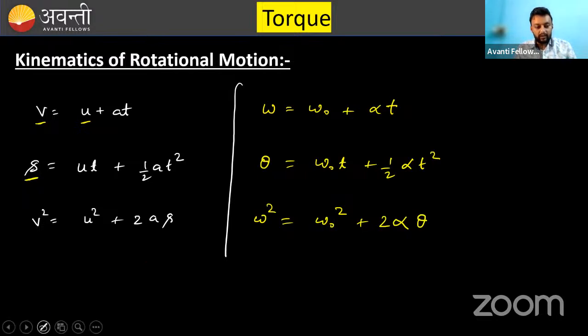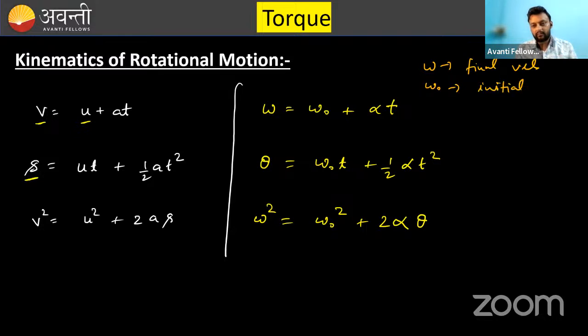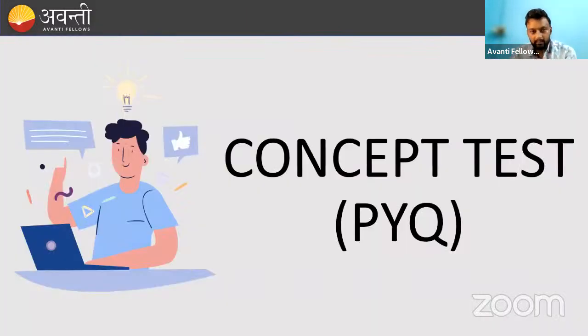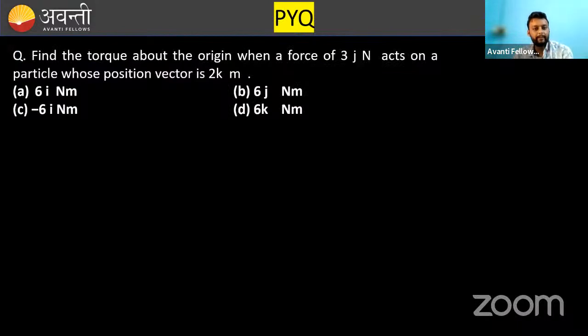What is the meaning of each term? I can write it. Omega is final velocity. Omega naught is initial velocity. Theta is displacement. And which term remains? Alpha. Alpha is angular acceleration. Anything else? T is time. That's the same everywhere, and no other relation is remaining. Clear? After this, again, we have a question from a previous year.